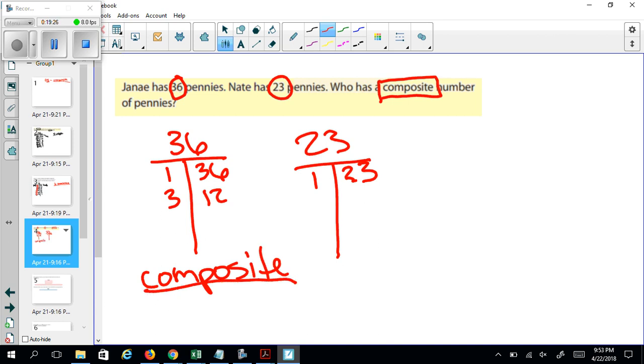So then that would make 23 termed as a prime. Absolutely. So prime is when there's only 1 factor pair available. Composite when there's more than 1 factor pair available. Yep. Okay. So there you go. So that is how you figure out prime and composite with your word problem.